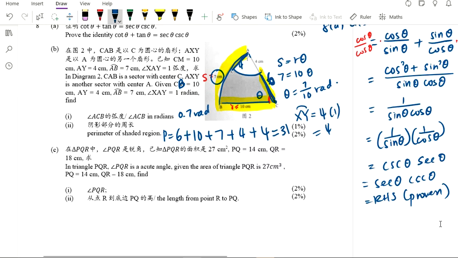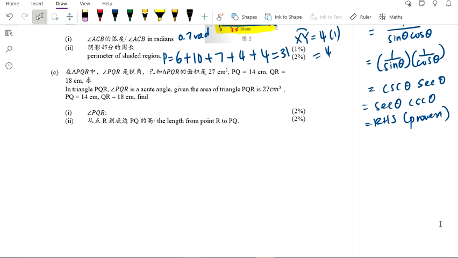Okay, and question number C. Solution of triangles. In triangle PQR, Q is an acute angle. Given the area is 27 cm squared, PQ equals 14 cm and QR equals 18 cm. Find angle PQR and the length from R to PQ.